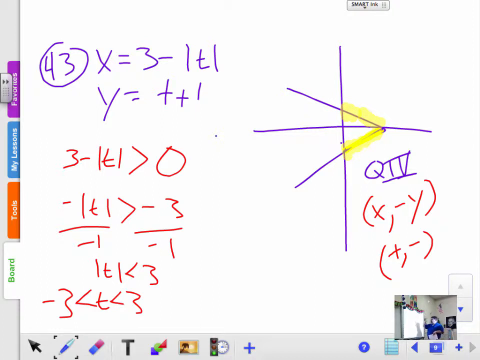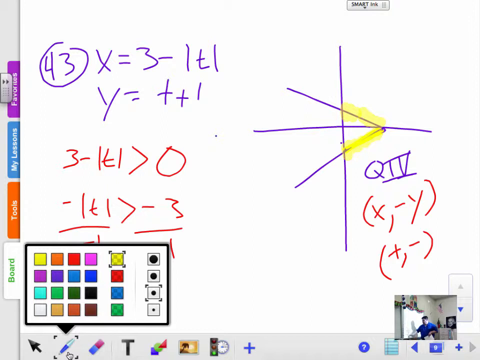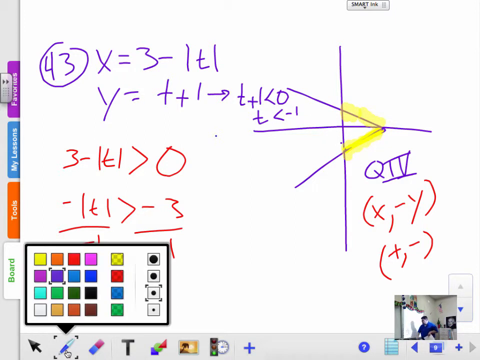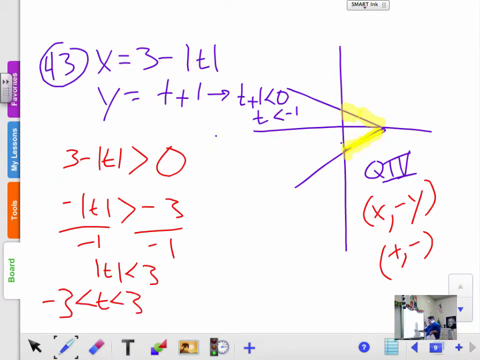So now I'm going to try and do the same thing for y. Now for y, y has to be negative, so t plus 1 must be less than 0. Or t has to be less than negative 1. Now if I were to graph this on a number line, we've got 0 here. And we can think of this number line as t.